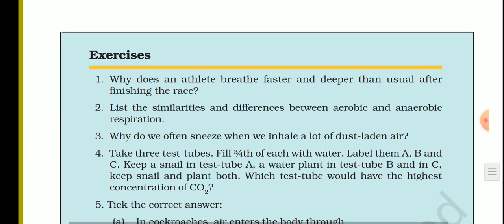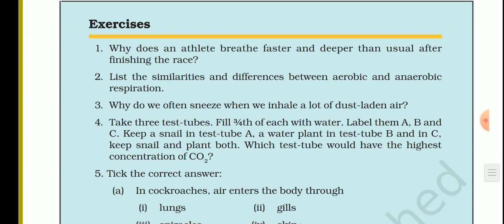Now let's move on to the exercise, students. The first question: why does an athlete breathe faster and deeper than usual after finishing the race?